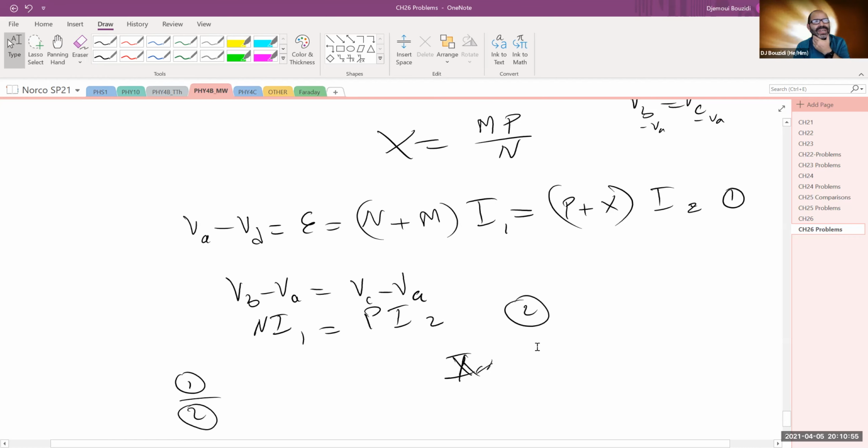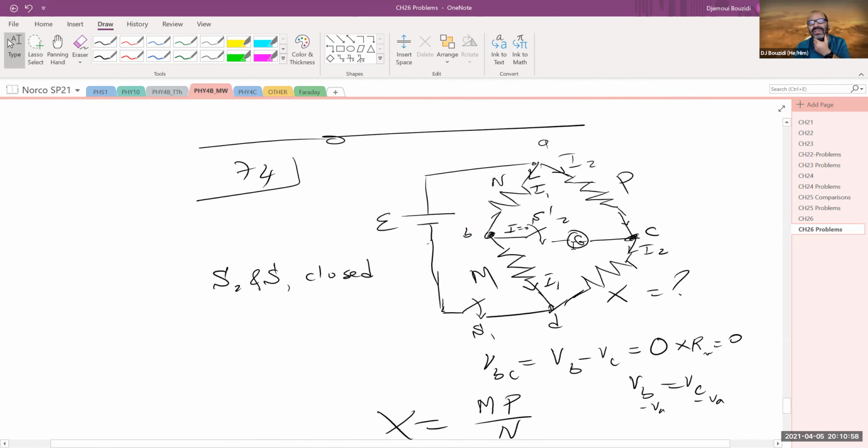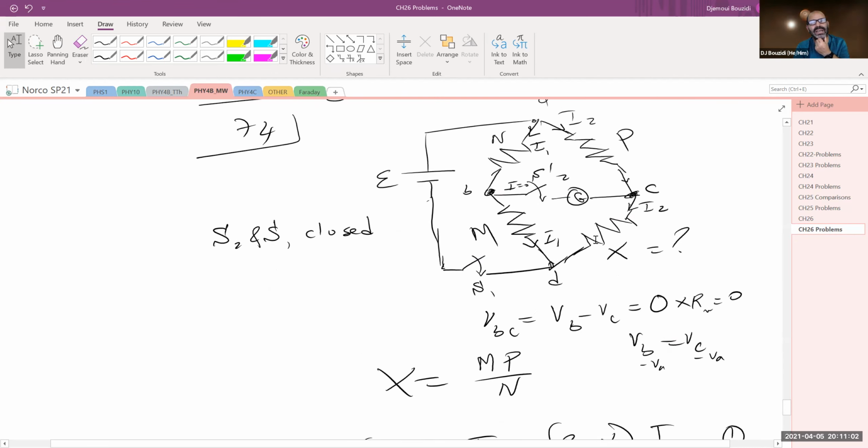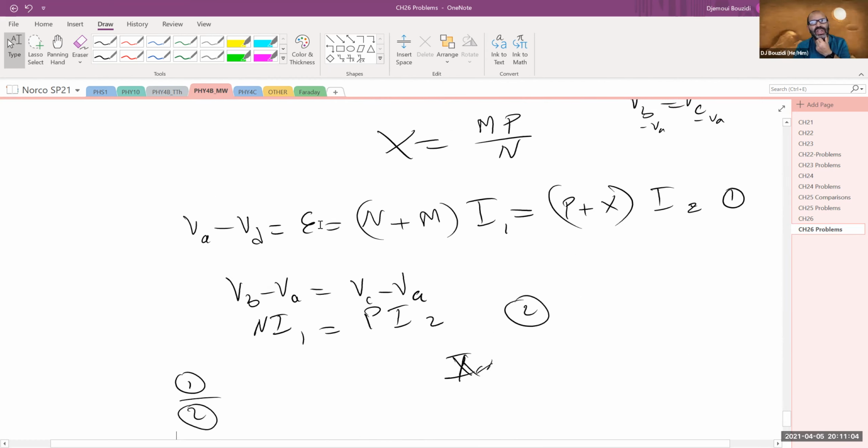That's the whole point of the whole exercise in here. Not to measure anything else, just to balance these two so that the galvanometer is not reading anything. So the currents don't matter. The EMF does not matter. It doesn't matter what kind of battery you bring in there. So it's not going to matter.